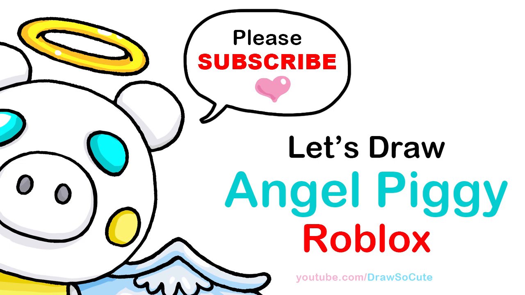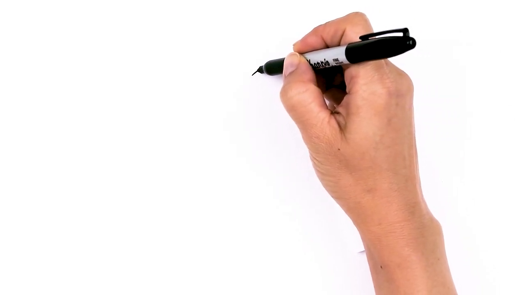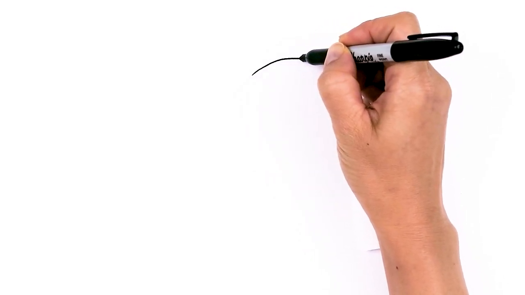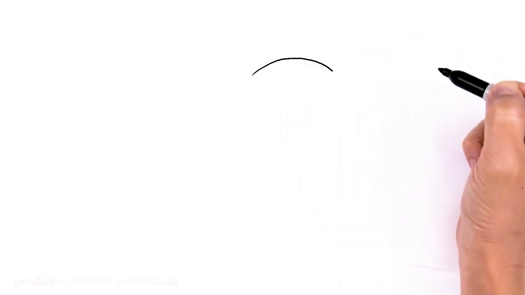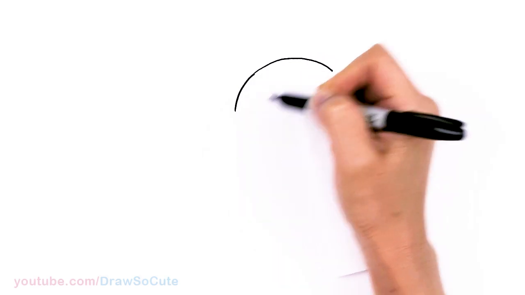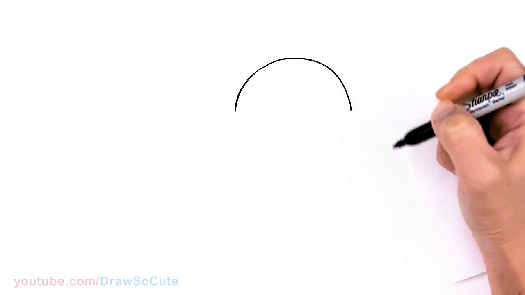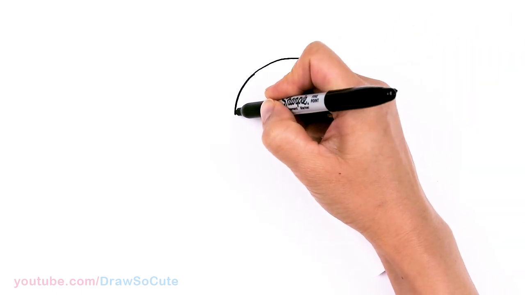So let's get started. To draw this cute piggy, let's first start by drawing her head. I'm just going to come right here and start with a big curve. I'm just aiming to draw this kind of ovalish circle. I'm going to bring it out nice and wide on the sides, and go ahead and connect it at the bottom.